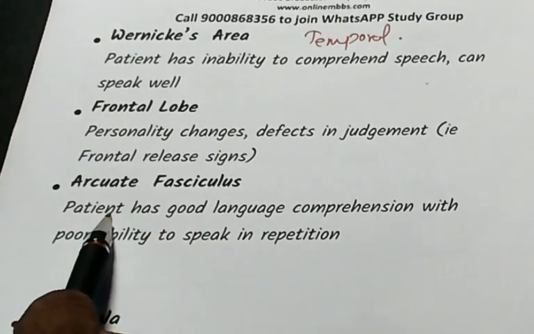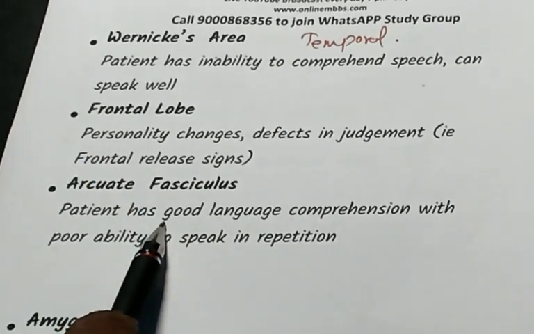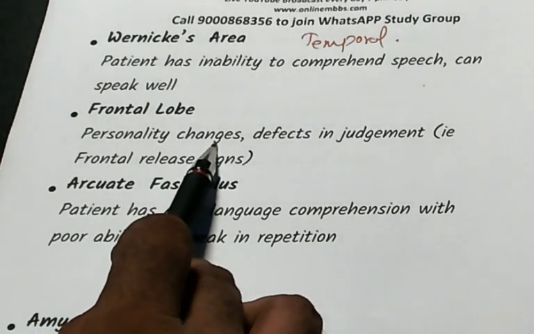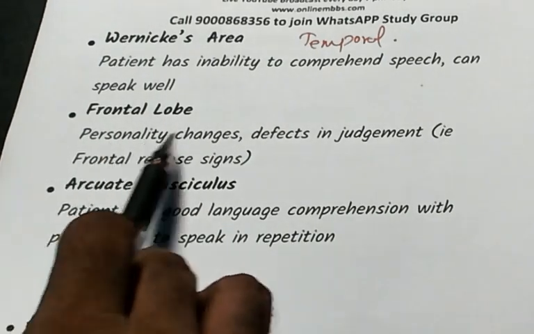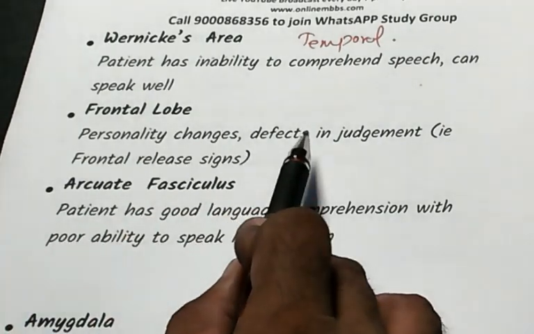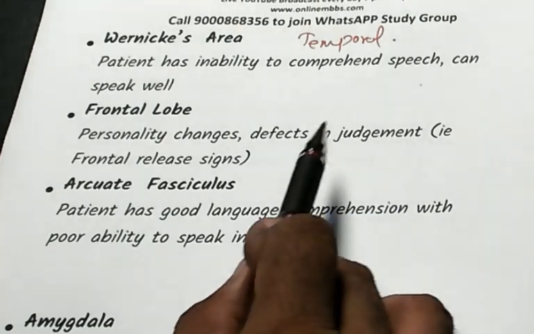Frontal lobe, if it is affected, then we have a change in personality. A good man, soft man, becomes an aggressive, ruthless man. Then there's a defect in judgment.